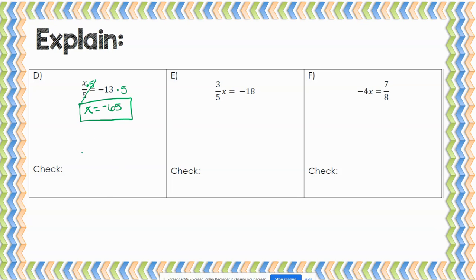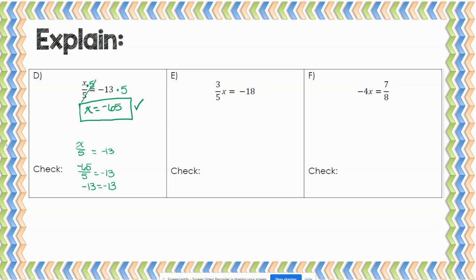I can check that by putting it back into my original equation. So my original equation said x over 5 equals negative 13. Well, I would plug in negative 65 for x. Well, then I would solve this side, which says negative 65 divided by 5. Well, negative 65 divided by 5 is negative 13. So since I get negative 13 is equal to negative 13, that means that my answer of negative 65 is correct.